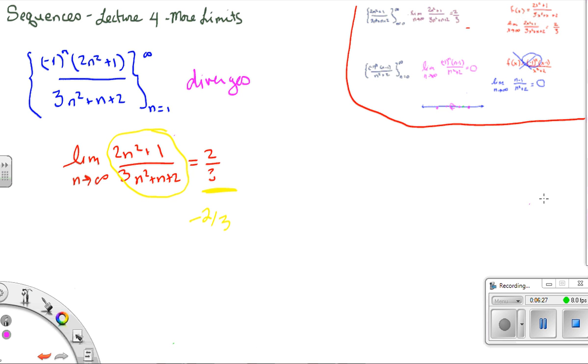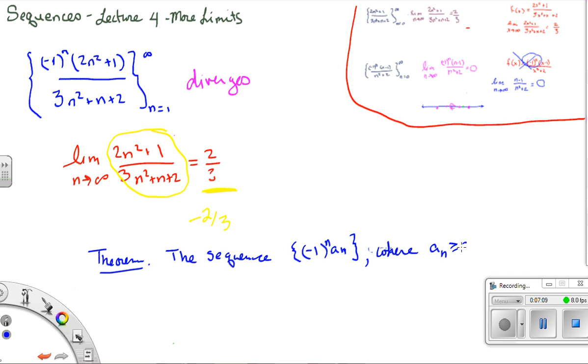In fact, we have a nice theorem here. Let me get that theorem. The sequence (-1)^n a_n, where a_n is positive, converges if and only if the sequence a_n converges to 0. Okay, so with alternating series, it's not too bad.